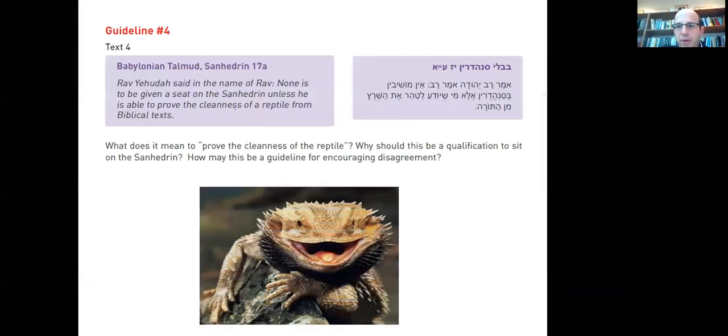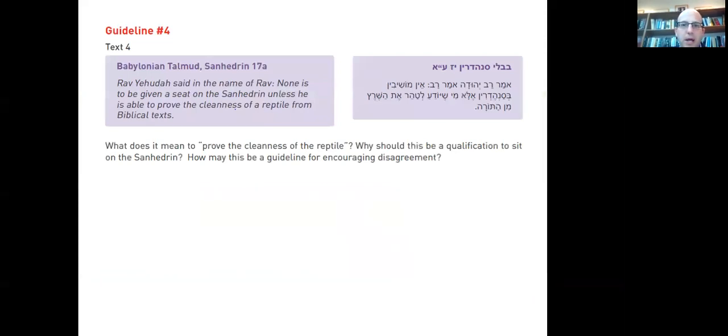The fourth is a guideline that for me is the most important, and interestingly enough, Schnell does not relate to it in his article, but I think it's absolutely the most significant one, which is who gets a seat at the Sanhedrin? Who's qualified to sit here? And there are numerous qualifications that the Talmud brings. They have to know a whole bunch of languages. They have to be extremely knowledgeable. But one of them, according to Rav Yehuda in the name of Rav, says none is to be given a seat in the Sanhedrin unless he is able to prove the cleanliness or the purity of a reptile from biblical text.